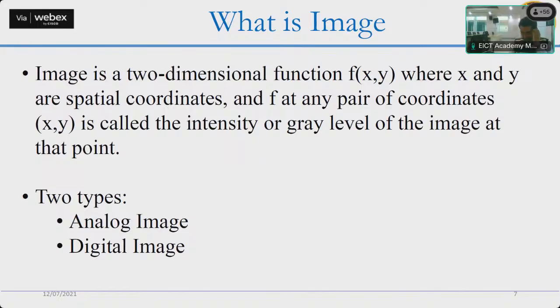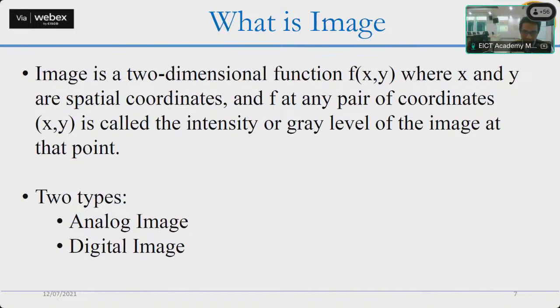So what do you mean by this intensity? We will analyze how bright it is, whether it looks white, dark, or gray. So this is basically the scale. So what do you mean by gray level? Gray level means that between black and white there are different shades, so that we are able to observe them in the image.